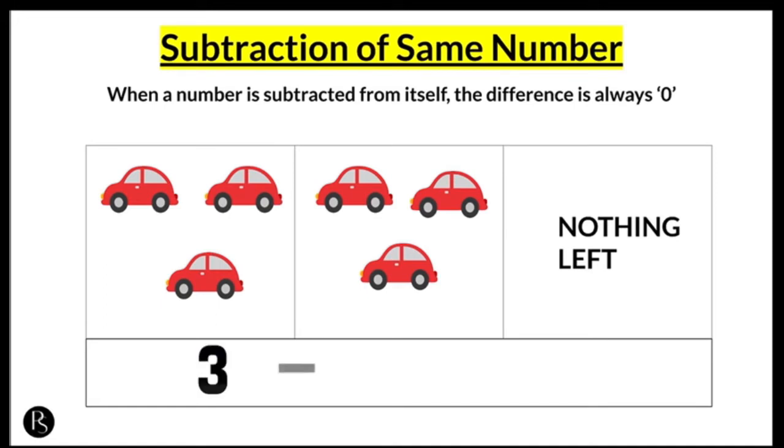3 minus 3 is equals to 0. We are left with nothing. Like that, if we minus 100 from 100, 100 minus 100 is equals to 0.